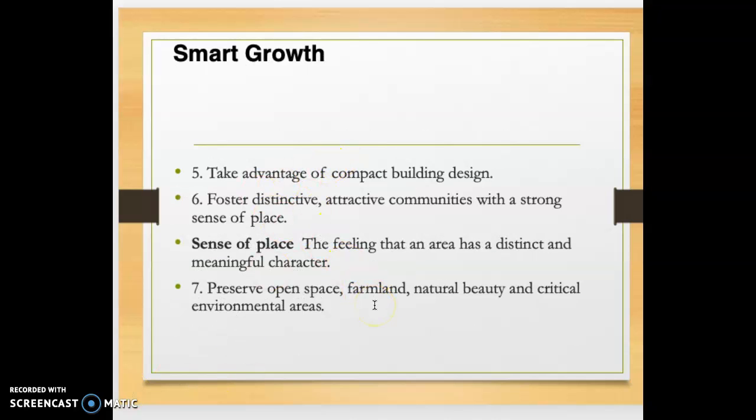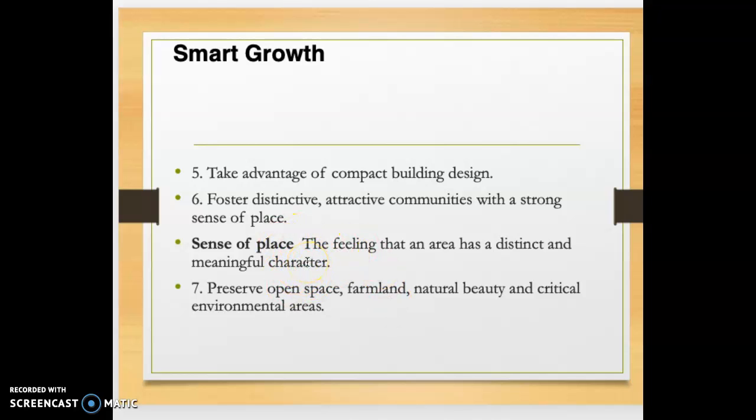Another smart growth idea is to take advantage of compact building design. So as I mentioned, down the street here, we have some buildings next to Pleasant Hill BART where the footprint is smaller because they've put restaurants and other shops on the first level, and then you build your residences on top. And so it allows for a more compact building design. You want to foster distinctive, attractive communities with a strong sense of place. Again, you want to be able to retain your citizens. If you don't have an attractive community, then people are going to start to look elsewhere. And so you want to foster that sense of place and belonging and community so that people will want to remain in that community.